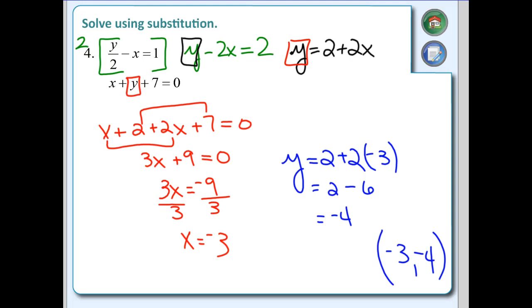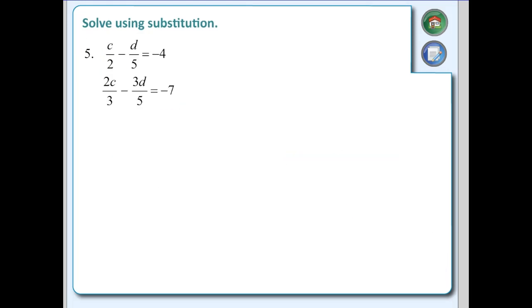Now, let's look a little more in depth at some with way more fractions. Again, as soon as I see fractions, boo hiss, elimination. So let's get rid of them. So if I look at number 5, and I look there where my LCD would have to be 10. So what happens if we multiply everything by 10? Remember, something's going to cancel. We're going to get 5c minus, what's that going to be, 2d equals negative 40.